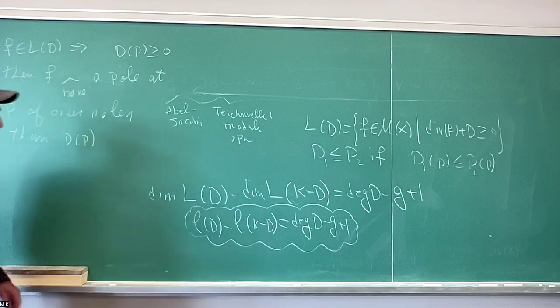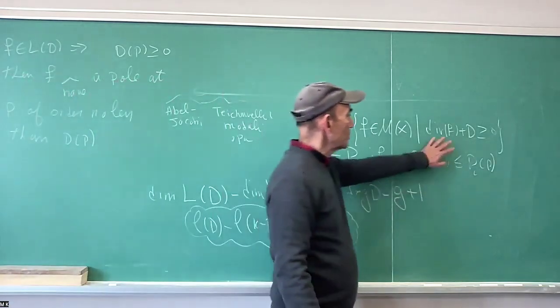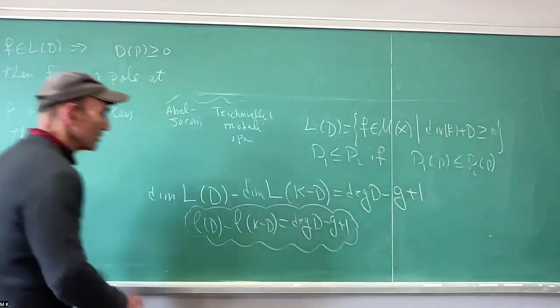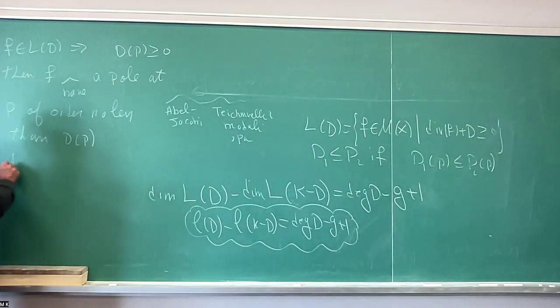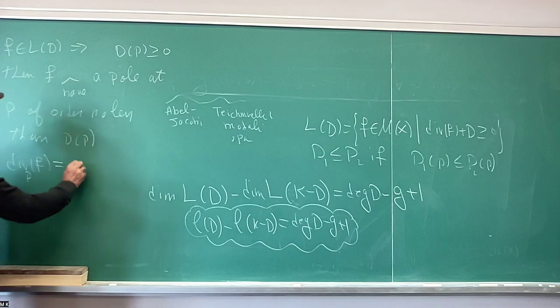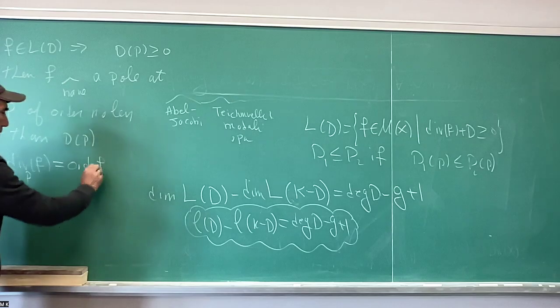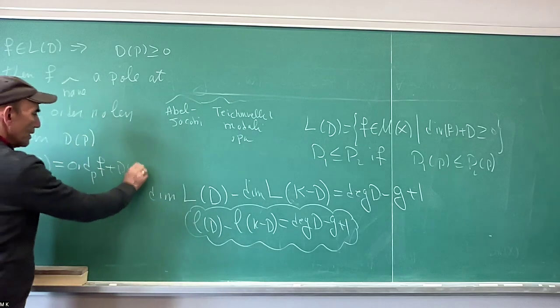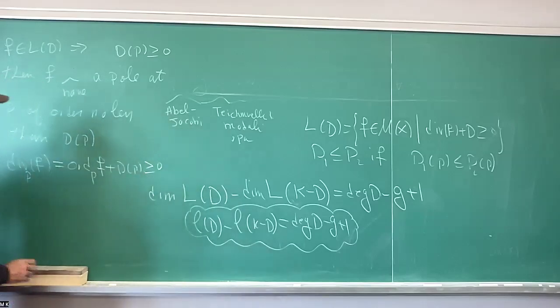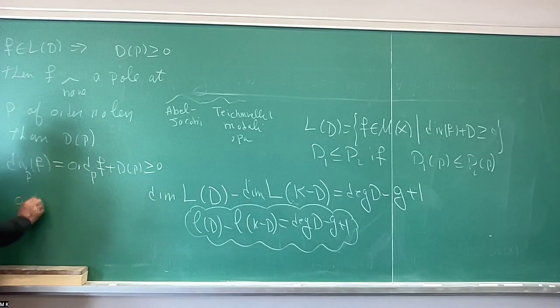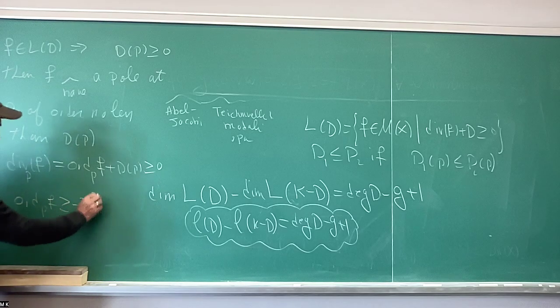You see, because what is this condition? Let's look at this condition. The divisor of F at P is equal to order P of F, right? Plus D of P, we want to be bigger than or equal to 0. So it means that order P of F is bigger than or equal to minus D of P, right?